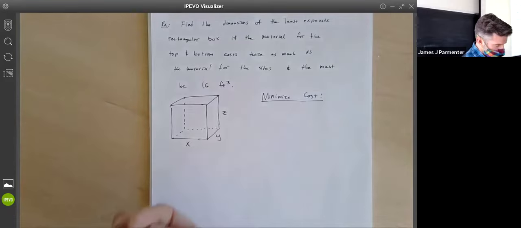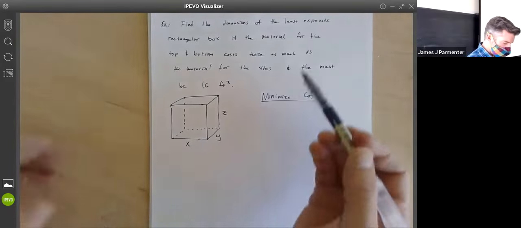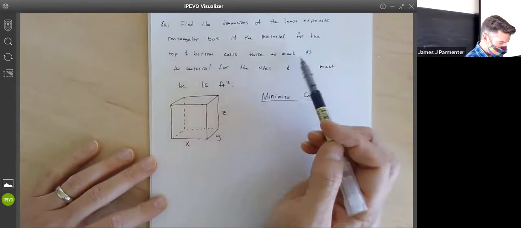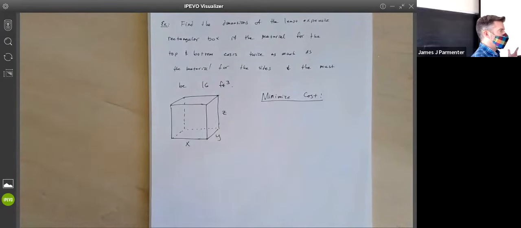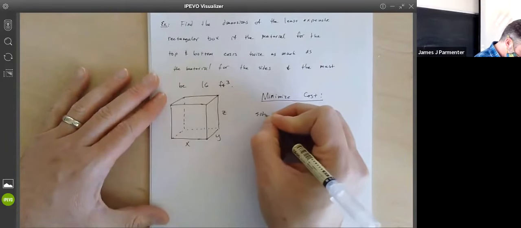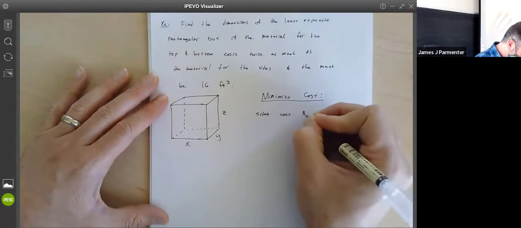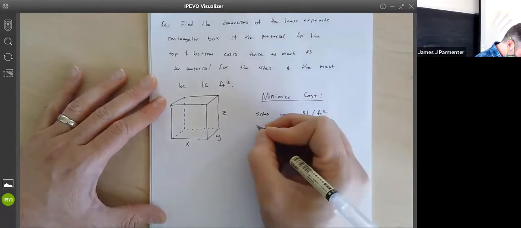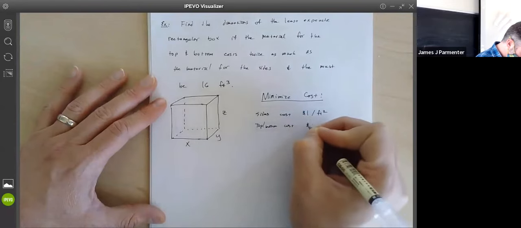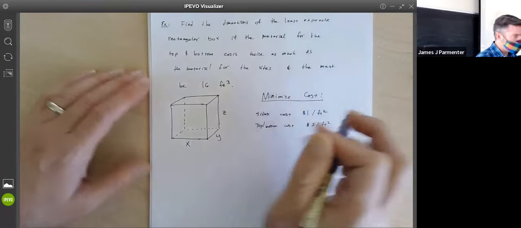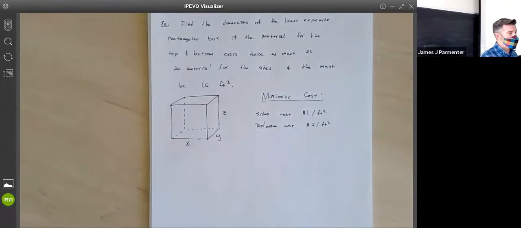So I have arbitrarily labeled this. We have been told that the top and bottom cost twice as much as the material for the sides. When I do this, I like to make up numbers. Some people just do whatever. I'm going to say the sides cost $1 per square foot, and the top and bottom cost $2 per square foot. You could literally make up any numbers you want, 10 and 20, 100 and 200, as long as one of them is twice the other one. You'll see why in a second.